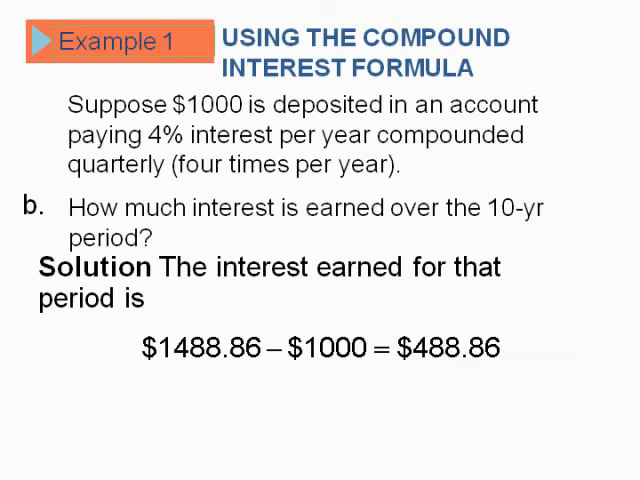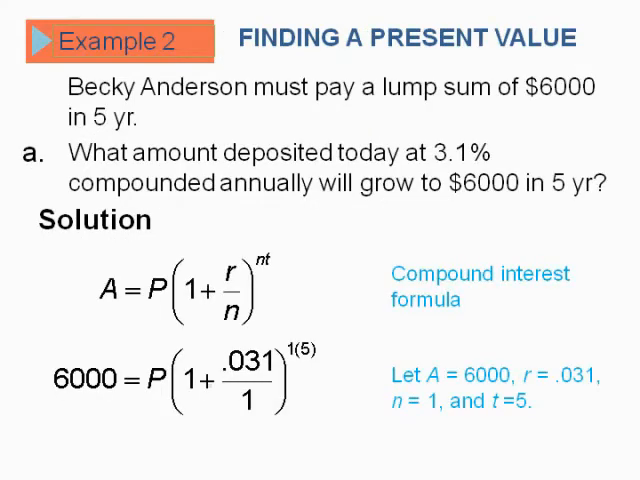All right, now it says suppose $1,000 is deposited in an account paying 4% interest per year, compounded quarterly. How much interest is earned over the 10-year period? Now remember, we ended up with $1,488.86, but we have to subtract that initial 1,000, so we really made an interest of $488.86, which isn't too bad, it doesn't sound like.